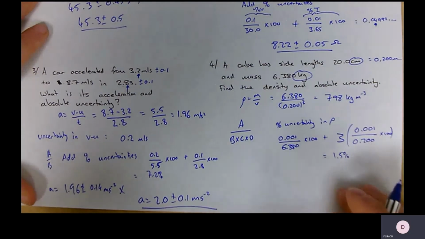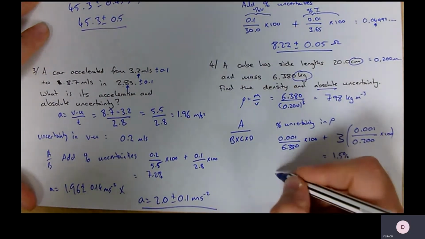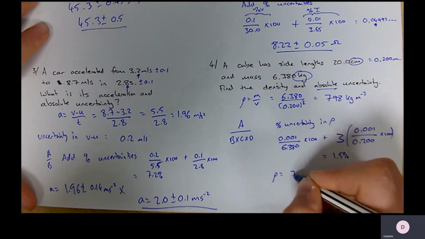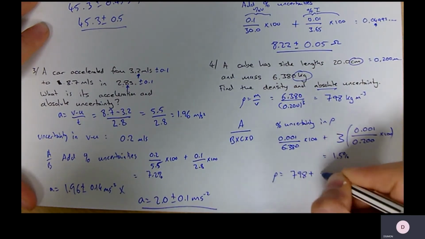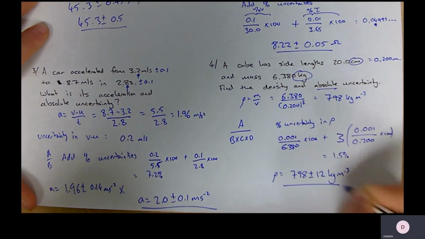1.5%. Now I'm going to convert that back into a number because it did say absolute uncertainty. So my final value of density is 798 plus or minus 12 kilograms per meter cubed.